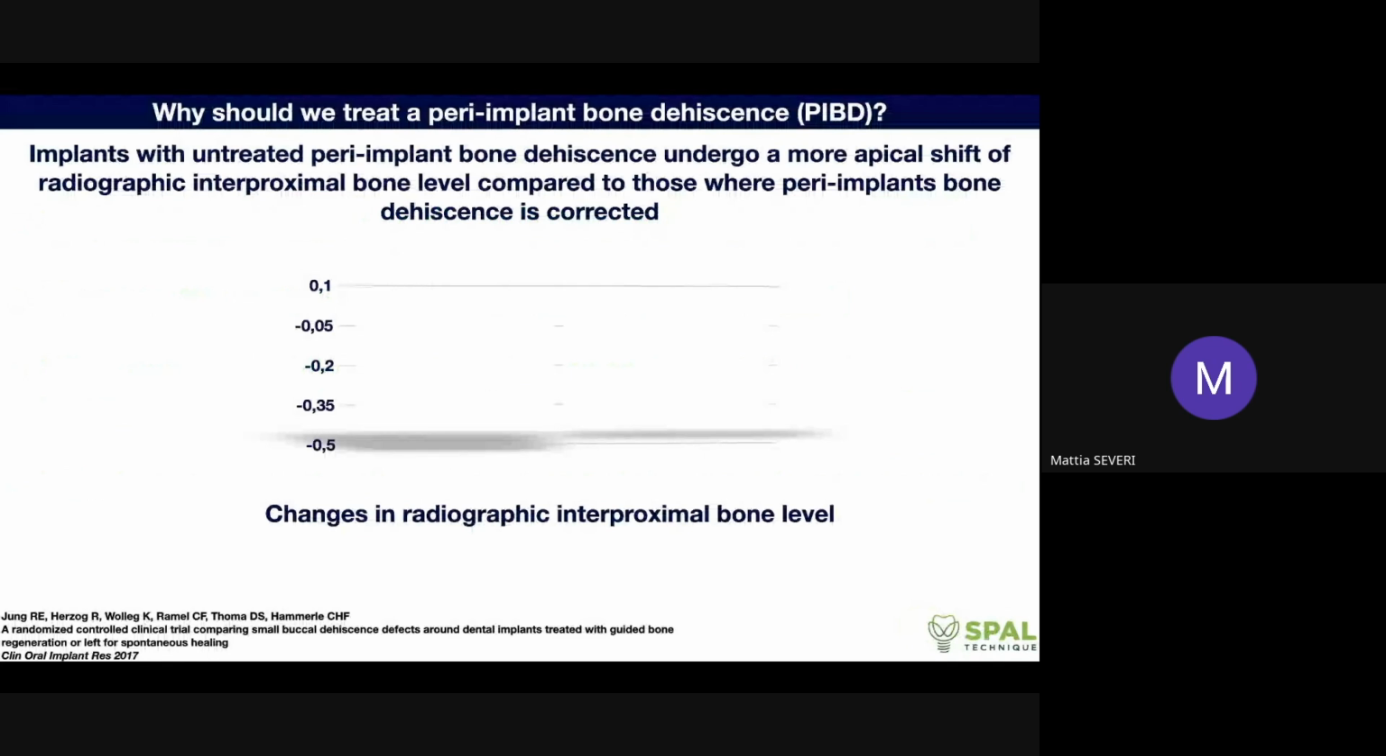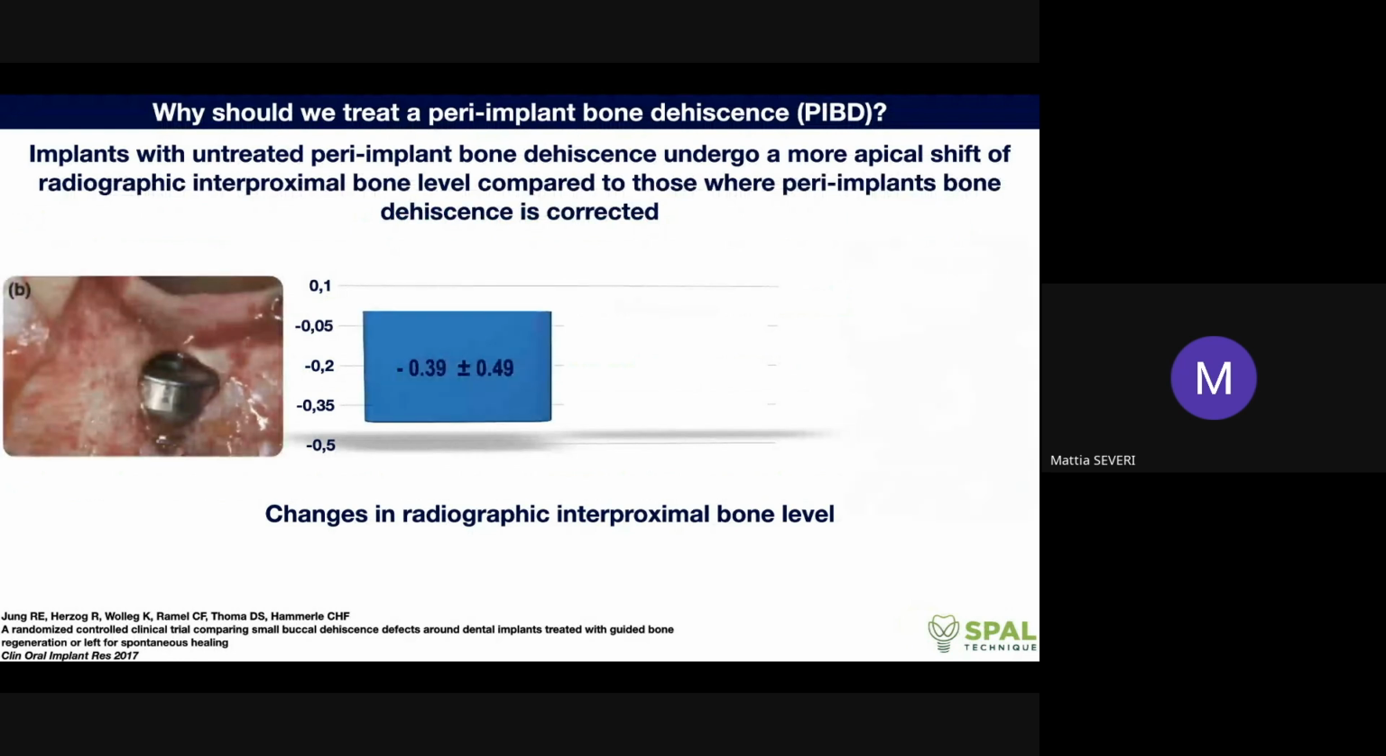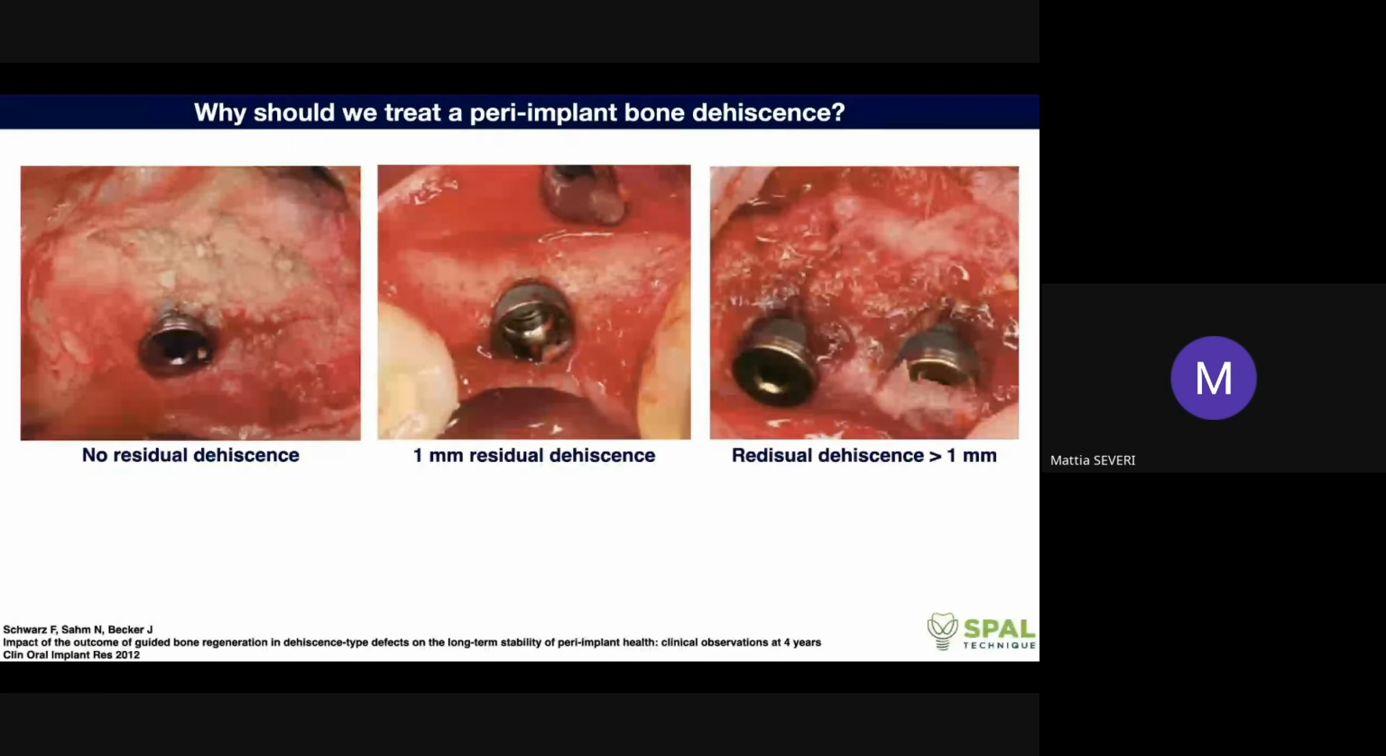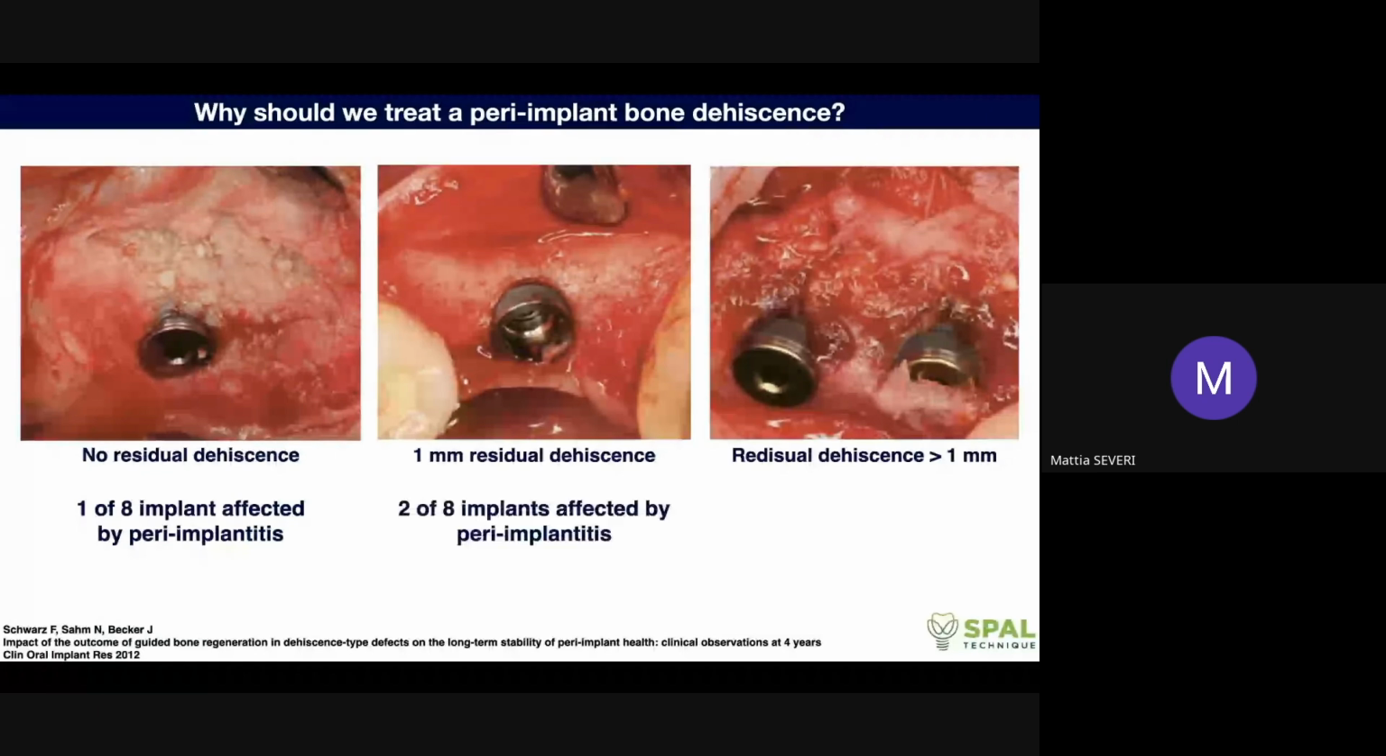First of all, because from a clinical point of view, when we leave a peri-implant bone dehiscence for spontaneous healing, we observe a higher peri-implant bone remodeling at the radiograph, whereas when we correct it, we observe a bone gain. So the first aspect is, if we leave dehiscences for spontaneous healing, we're going to lose interproximal bone. Moreover, the more peri-implant bone dehiscence sites increase, the more we will assist to the development of peri-implantitis. You can see in this previous study that in the group where no residual bone dehiscence was present, only one of 8 implants was affected by peri-implantitis. Whereas when we have 1 or 2 or more than 1 millimeter residual dehiscence, the incidence of peri-implantitis was increasing.